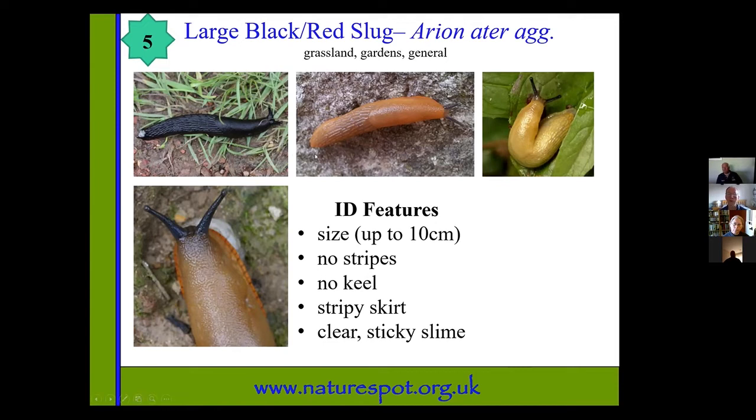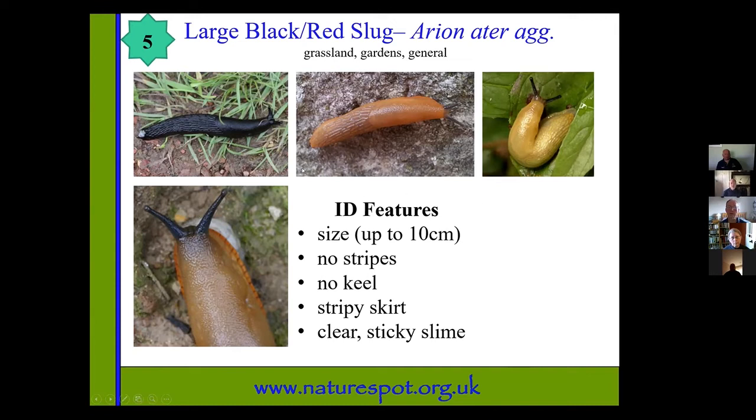You can't look for the color, but what you can look for is the fact that it has no stripes. This is true in the adults. Some juveniles may have stripes. So if you see a large slug without stripes, then you're on safe ground. All the Arions don't have a keel. The keel is like a ridge that runs from the tail forwards.